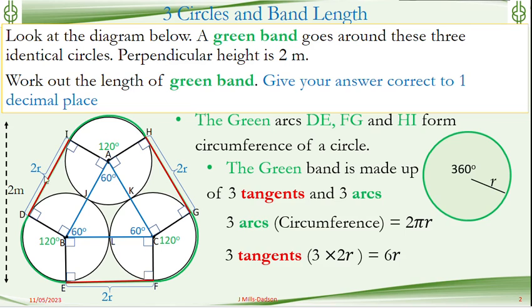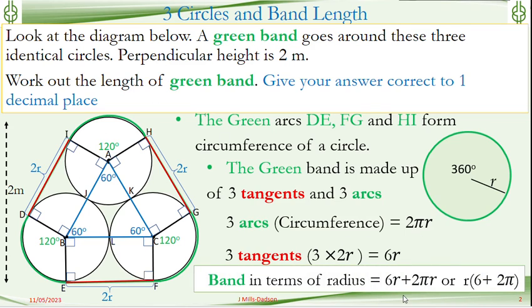So the length of the actual band in terms of R is 6R plus 2 pi R. And I've written it in this form because I want to work out what R is. So now this is the actual expression of the band in terms of R. Now let's focus on how to work out the radius.